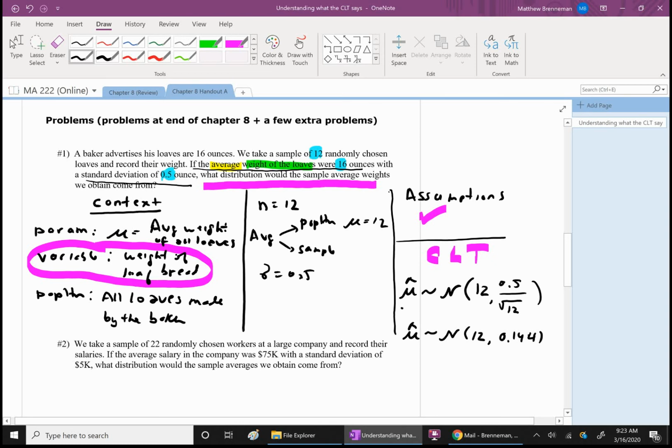So this is what sample averages should look like from this population. Actually, this was 16. I don't know why I said 12. I apologize. Sorry for the confusion there. I was mixing up the sample size with the population mean. Right, this is mu, and our mu is 16. And that's our final answer.